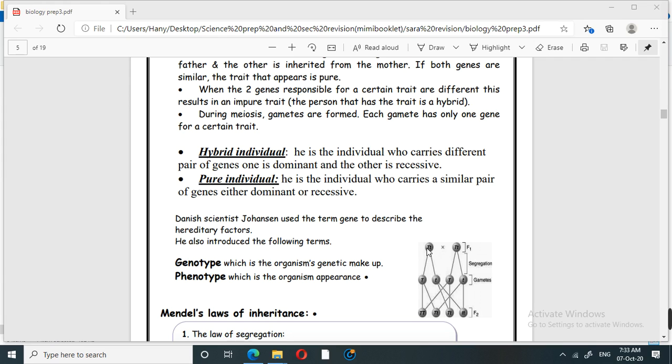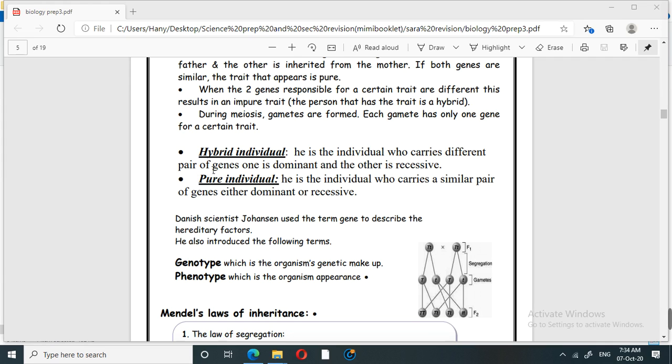If it's pure, we will find that these two letters are two capital letters or two small letters, like this. If we have T small, this is a pure character. If we have T capital, it's a pure character also. But what is the difference between the capital letters and small letters? The capital letters express the dominant character, and the small letters express the recessive character. So if we have both in the same individual, it's a hybrid individual, it's not pure.